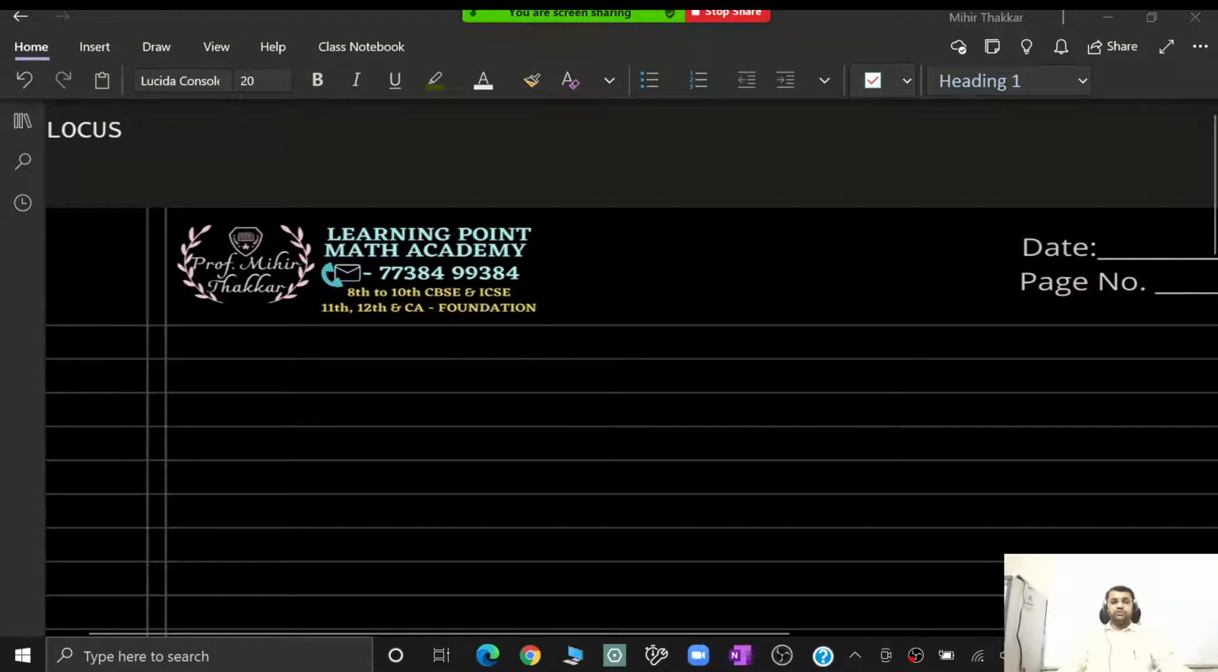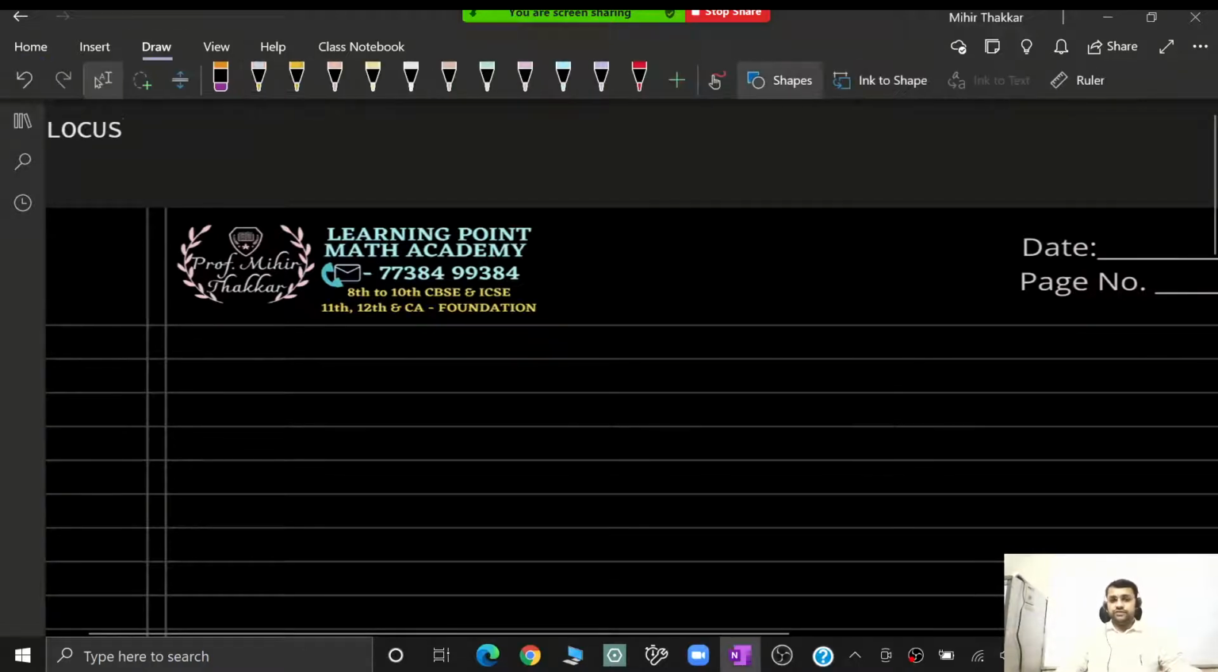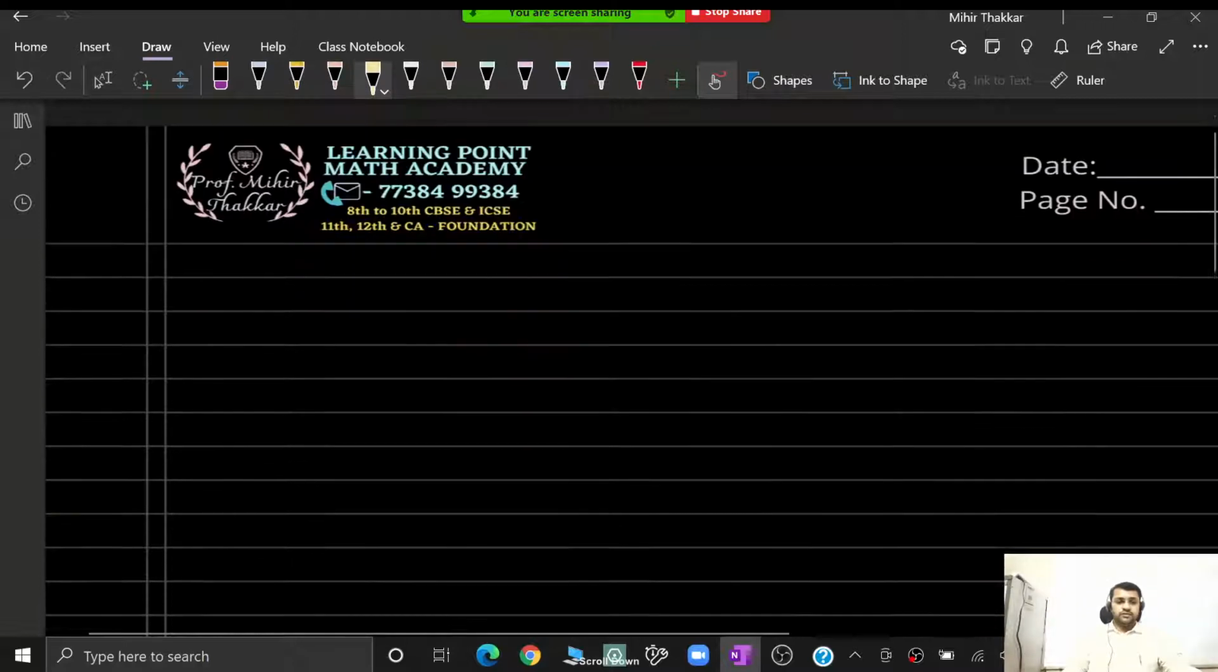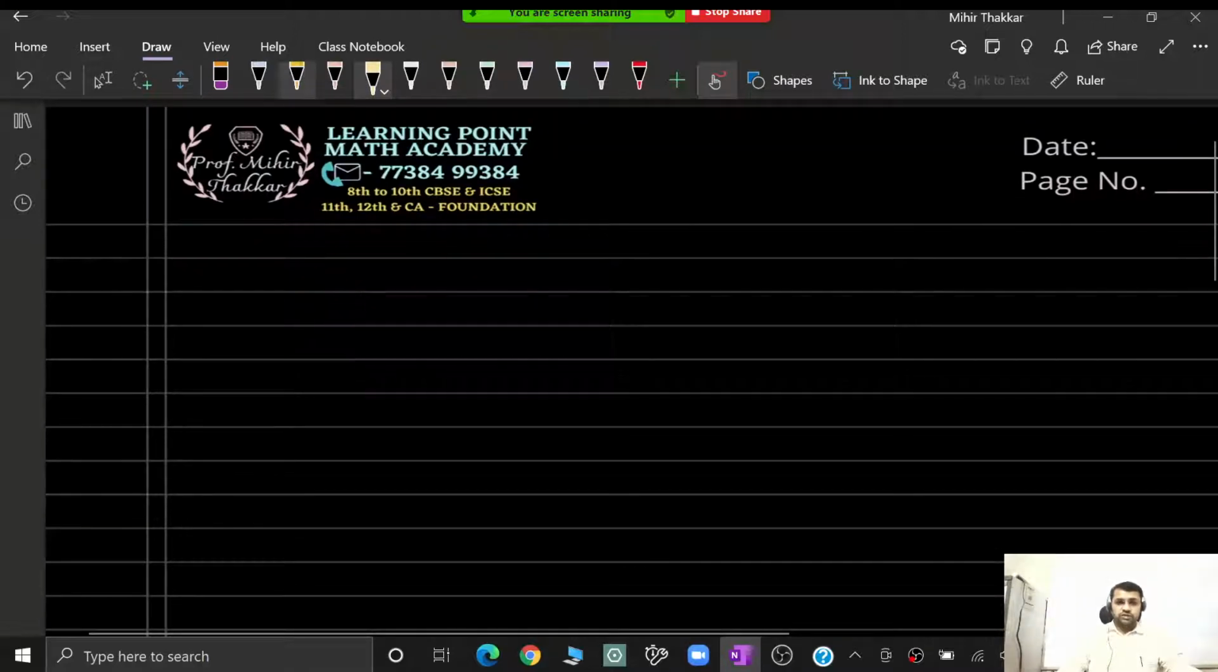So let us start with the new chapter, locus, today. It's a very simple chapter, guys. As usual, we'll start with the basic definition of what is locus and how we apply this in our numerical examples. So first of all, write the definition of locus along with me, all of you.